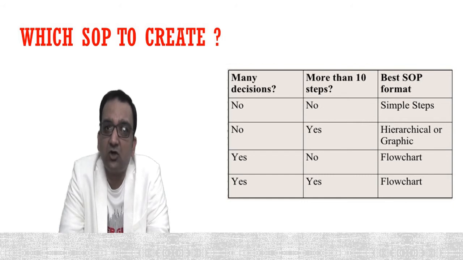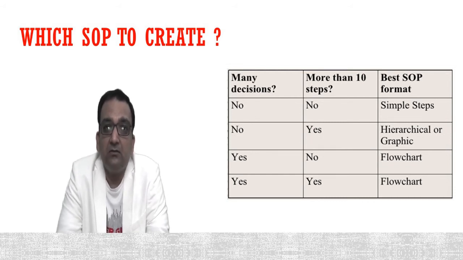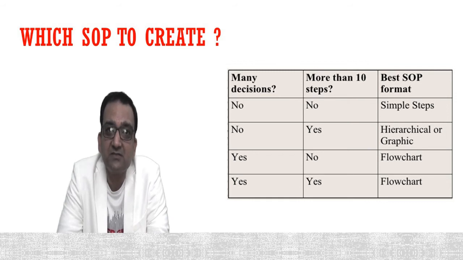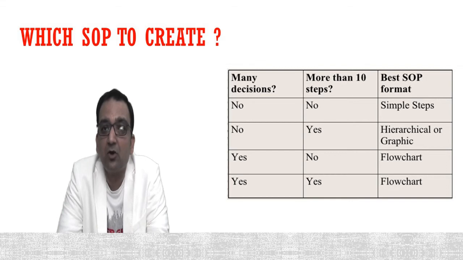Routine procedures that are short and necessitate few decisions can be written using a simple steps format. Long procedures consisting of more than 10 steps with a few decision-making points should be written in a graphical format or a hierarchical format. Procedures that necessitate many decisions may be written as a flowchart. Requirements for document identification and control, accountability, traceability, and responsibility must be involved with any SOP, and this can be obtained by maintaining a constant format.